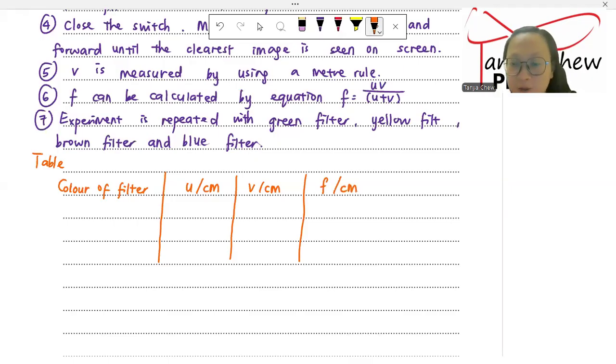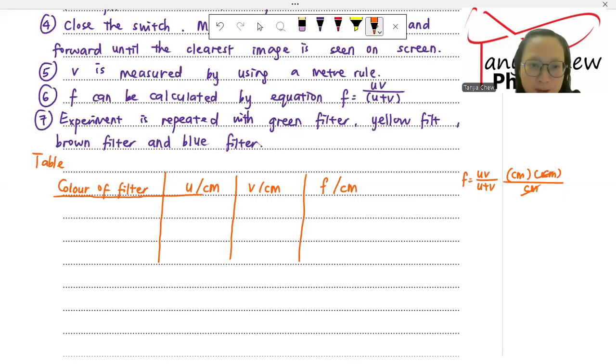How do I get that? You see, F is UV divided by U plus V. U is measured in cm, V is measured in cm. Cm times cm divided by cm. So you cancel one of the cm's, you are left with cm. So this is my table. I try my best to draw a horizontal line for you here. Done. If you want to fill in the color of the filter, you can, because I have already suggested it. But if you don't want to, you just leave it like that.